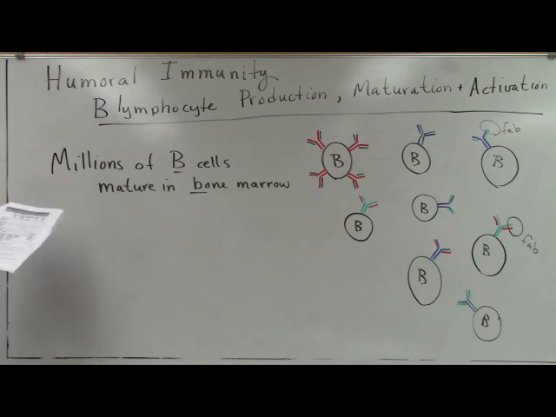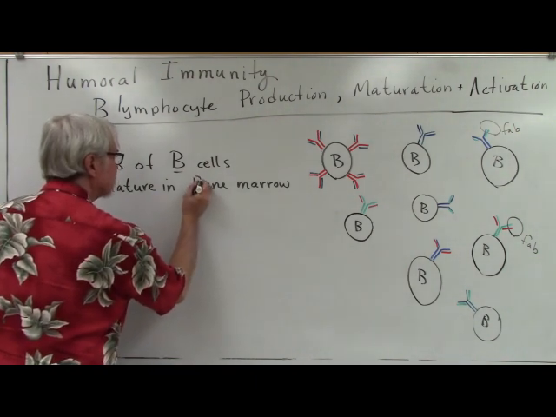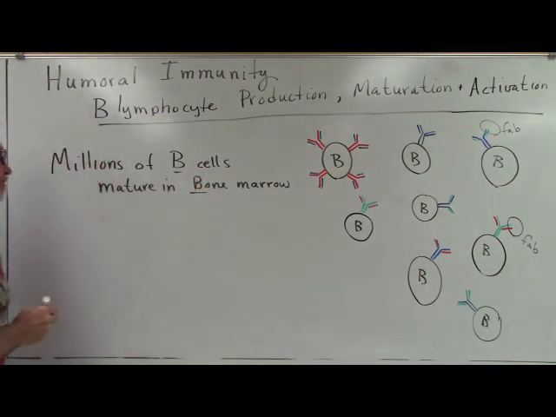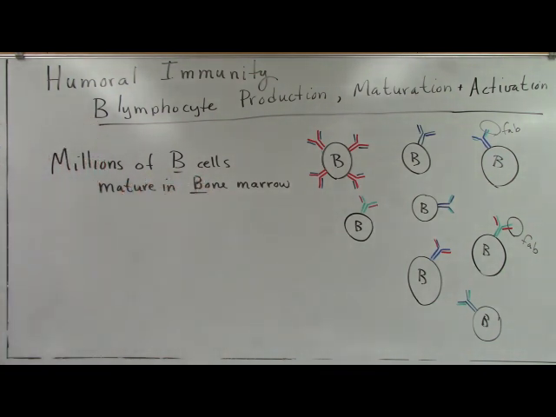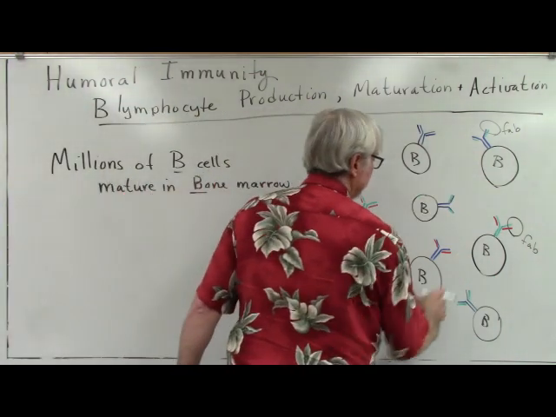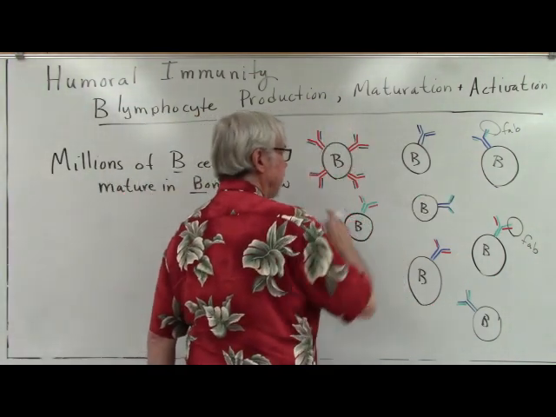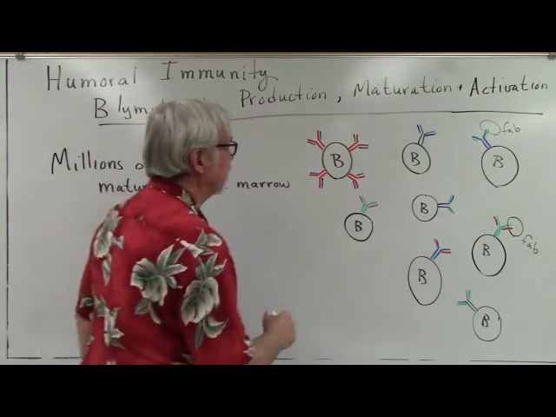First off, millions of B cells mature in the bone marrow. This is a statement I've already made previously, and you should note the relationship between B cells from bone marrow and T cells from thymus. So what I've done here is I've drawn, in a very cursory kind of way, a number of B cells. You can tell because they've got B on them, I hope.